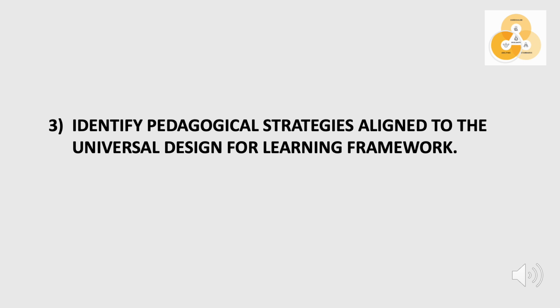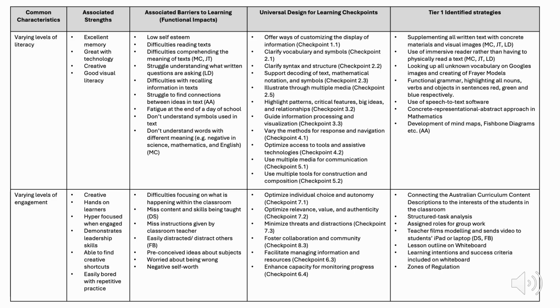To support a school or educational system's nationally consistent collection of data for students with disability evidence, a group of teachers could include the students with disabilities' initials in brackets next to both the associated barriers to learning, otherwise referred to as functional impact, and Tier 1 strategies.